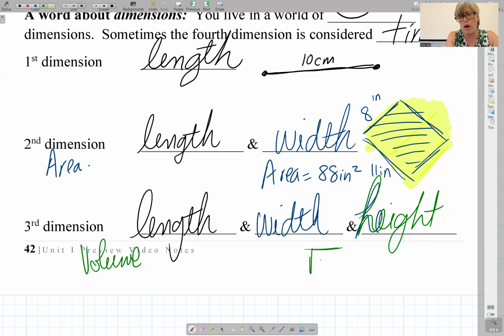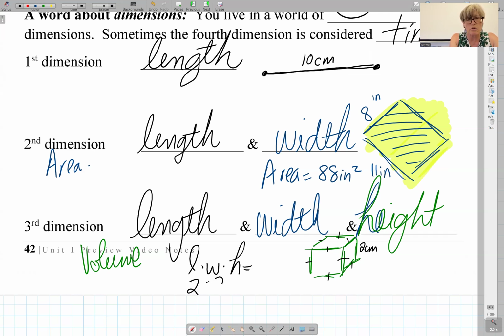If we were to draw a cube here, and each edge length of this cube was 2 centimeters, and I wanted to find the volume of the cube, and all the edges were of equal length. That's what those little tick marks mean, of equal length. The volume of a cube is length times width times height. So that's 2 times 2 times 2, or 2 cubed, hence the word cubed. And that would be 8 centimeters cubed.